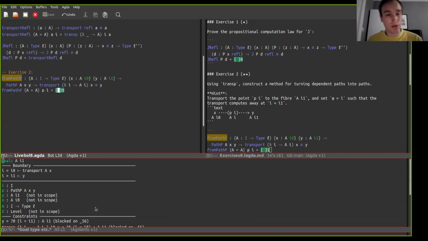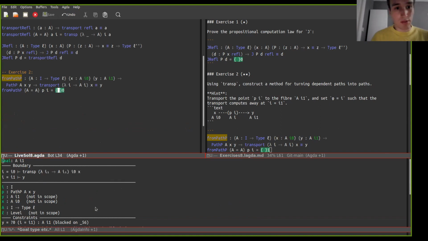So let's see what the goal is, or the boundary. Maybe you use the comma. Yeah, okay, that's better. So we have this guy here again. And again, the idea is we vary this argument. If this is 1, then this will be x. And if it's 0, we get to the desired thing. So transport, and then maybe leave a question mark here for what the family will be. And then we want to put the I here and X there. Okay, let's try it, refine.